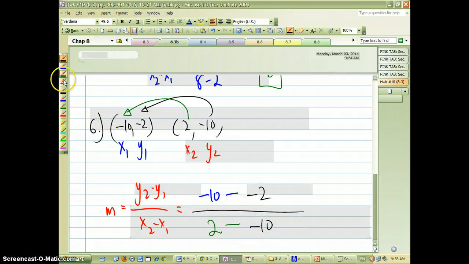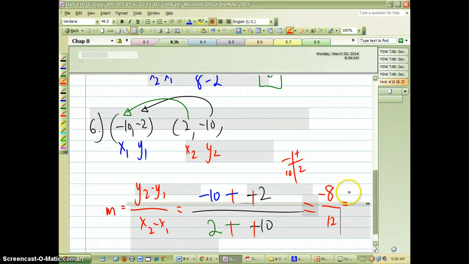Ooh, I've got lots of negatives and positives here. I want to make sure these are pluses, so then when I simply add them, well, I have a negative 10 and a positive 2, so if I use my T for teams to help me, I have negative 8. This is simply 12. When I simplify, I will then get negative 2/3.